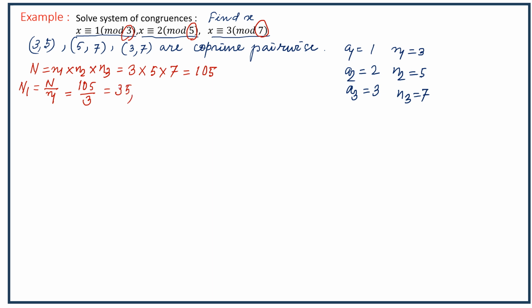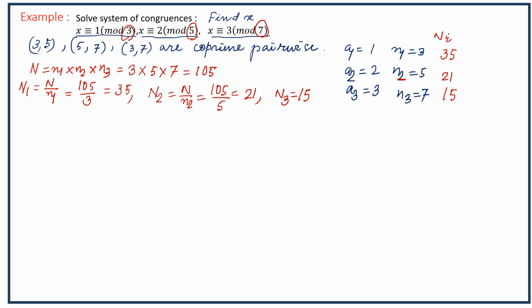Or directly we can multiply 7 and 5. Similarly, N2 equals N divided by n2, which is 105 over 5. It will be 21. And N3 equals 105 by 7. That will be 15. So I'm writing the individual N now: 35, 21 and 15. So the second step is complete.